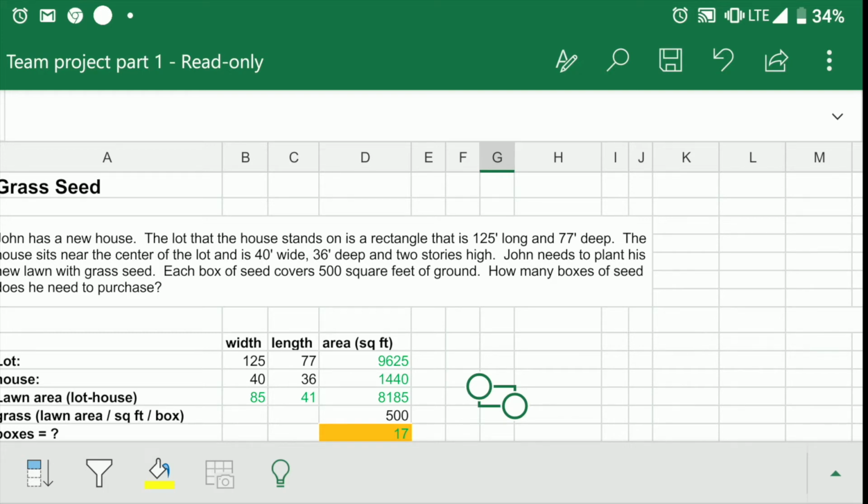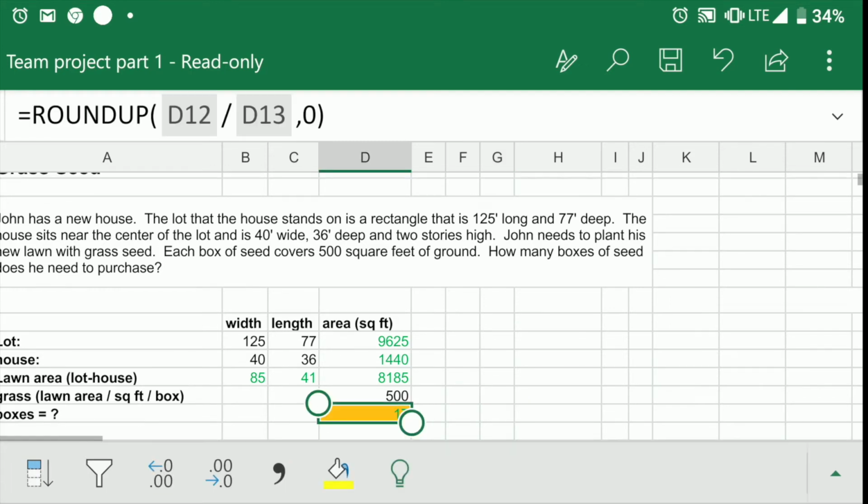The last step is to use the information that we gathered to calculate the number of boxes of seed that John needs to purchase for his lawn. All we needed to do is divide cell D12 by cell D13 by assigning the formula D12 divided by D13 to cell D14. This tells us that John needs to purchase 16.37 boxes of seed, or in this case, approximately 17 boxes of seed thanks to the roundup function as seen above.